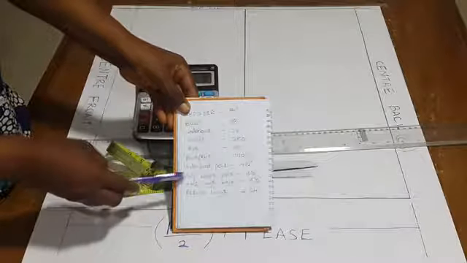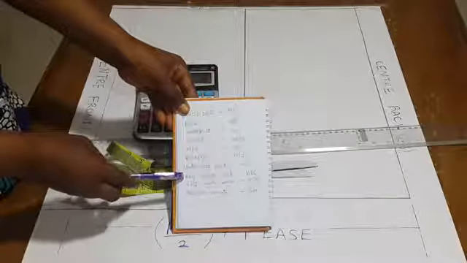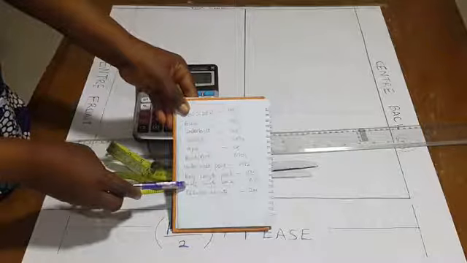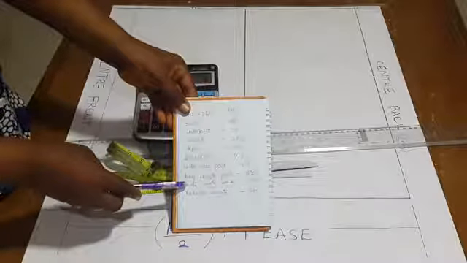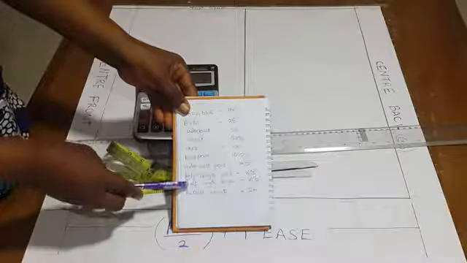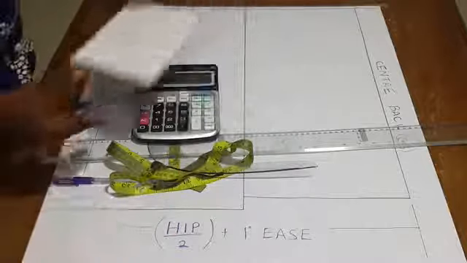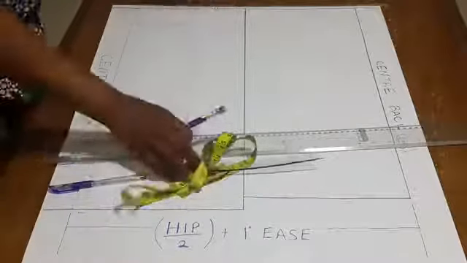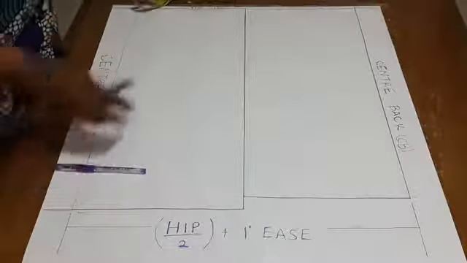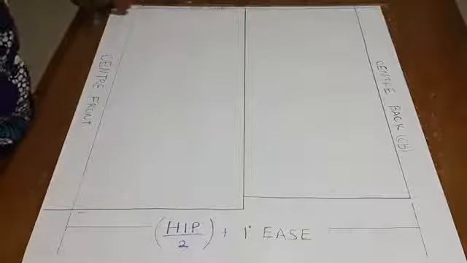Now you can observe that there is a difference between the half length front and the half length back. I will encourage you to watch our video on how to take accurate body measurements. You will understand why this difference exists. Now, coming to my pattern, I have marked out the area I'll be using for the drafting.